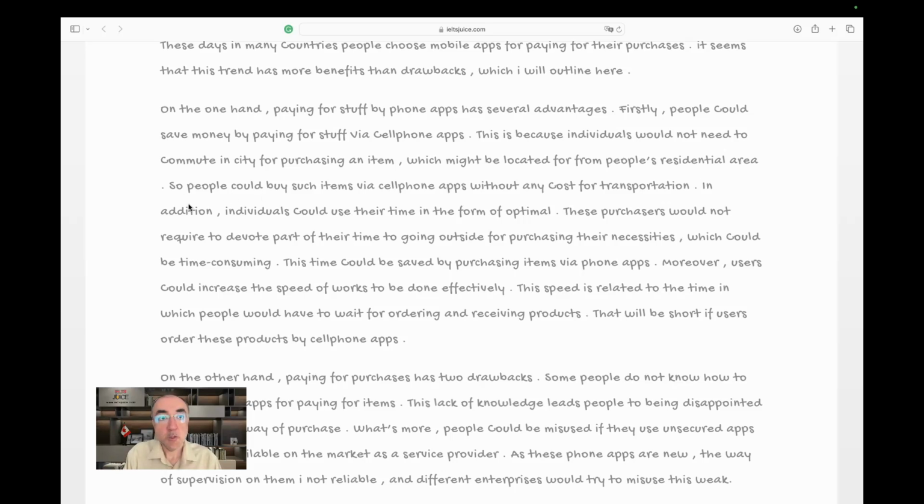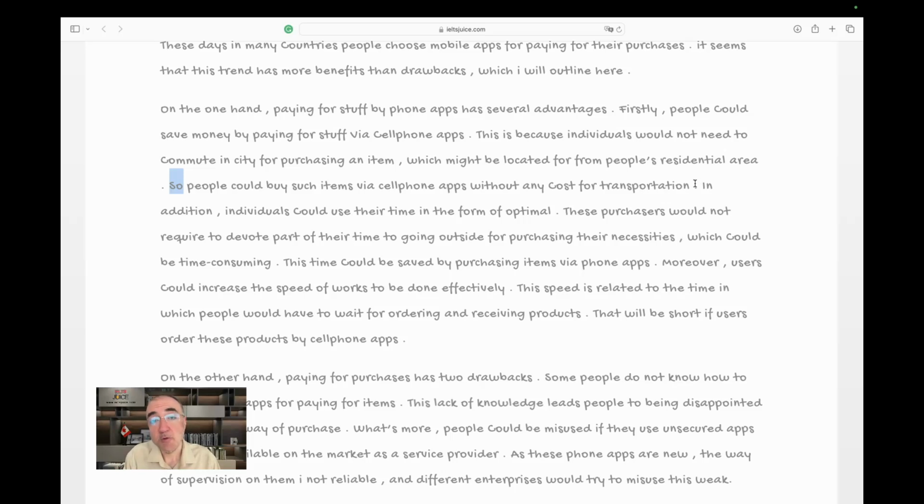I wouldn't use "so" at the beginning of a sentence. Maybe a more formal word like "therefore" or "as a result," "consequently." People could buy such items via cell phone apps without any cost for transportation. Good?